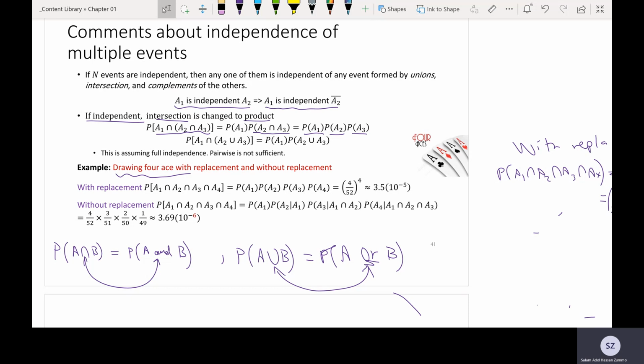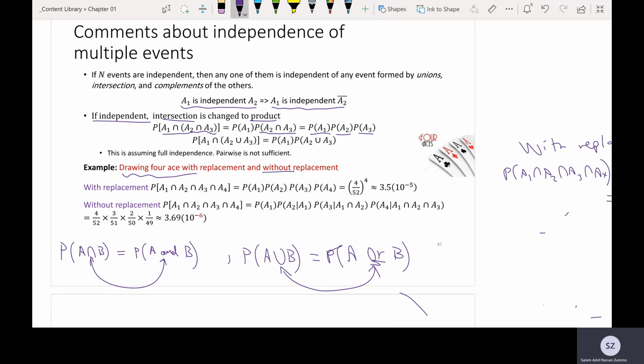Now, without replacement means what? You get the card and you take it away. The next draw will be from the deck that is missing the card you already selected. Without replacement, the probability of A1 intersect A2 intersect A3 intersect A4, which is an ace in the first draw, an ace in the second draw, an ace in the third draw, and an ace in the fourth draw: each one depends on what you selected before, right? Let's talk about the first draw. What is the probability of selecting one ace?